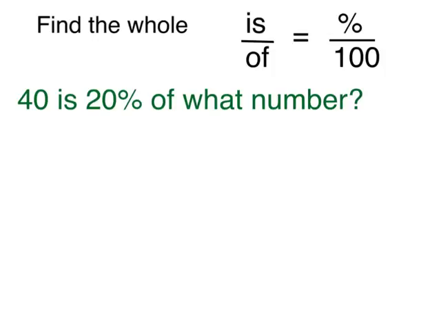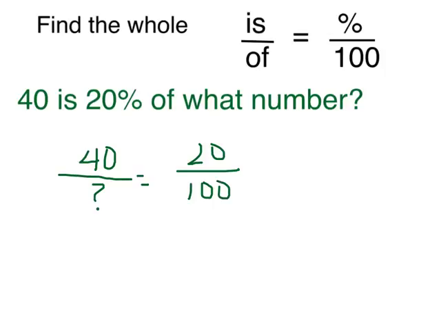Okay, so I'm going to set this up using the same ratios that we have over here. So 40 is goes on top. 20% is right here. I'm going to put my percentage here, 20 over 100. And I am trying to find the whole of what? So I can see of goes here on the bottom. So I look at my two fractions and I look to see how does 20 turn into 40.